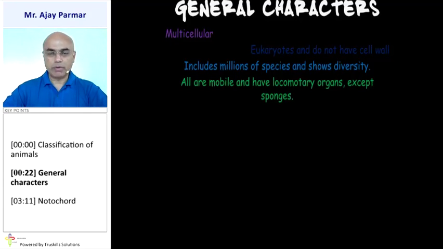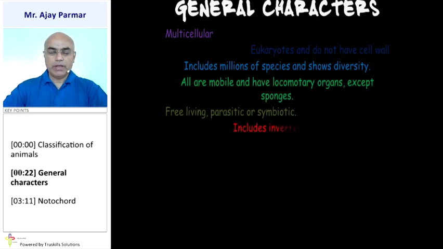All the animals, with an exception to the rule of sponges, are mobile and they possess specific organs for locomotion. That is, the locomotory organs are found in all the animals except sponges. They are free living, parasitic or symbiotic. Parasitic means they depend on the host, causing harm to their host. Whereas symbiotic means they depend on another living organism, and both the living organisms benefit from that relationship.